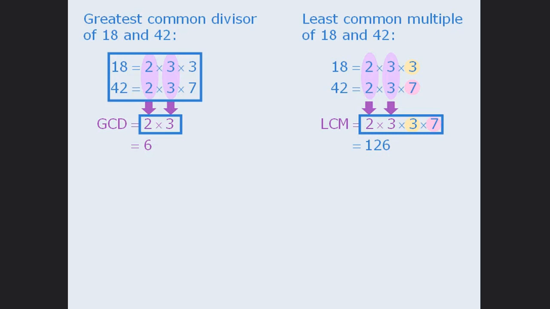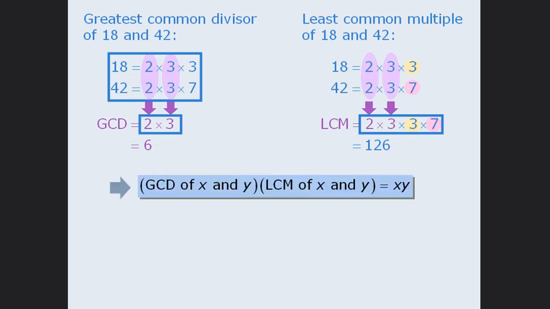This observation leads us to a nice rule that says, if we take the greatest common divisor of two numbers and multiply it by the least common multiple of those two numbers, the product will be equal to the product of the two original numbers. Let's verify this. The greatest common divisor of 18 and 42 is 6, and the least common multiple of 18 and 42 is 126. We want to confirm that this product is equal to the product of 18 times 42. When we multiply this out, we see that the two products are indeed equal.